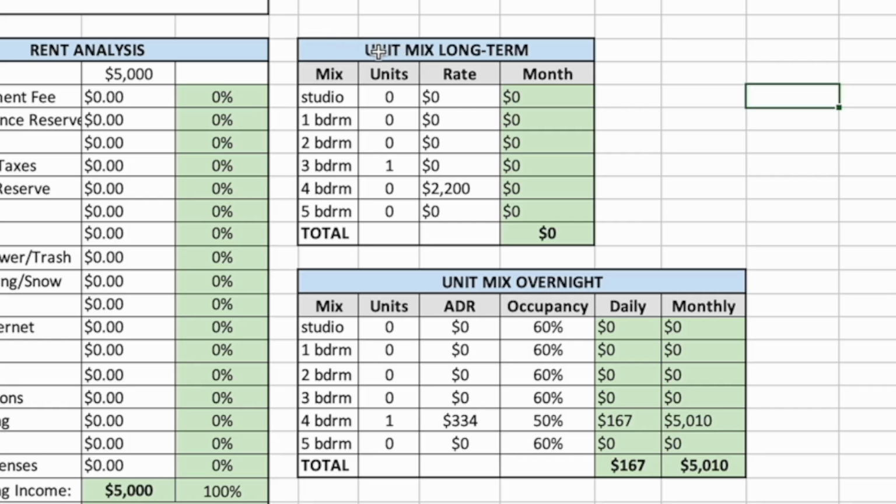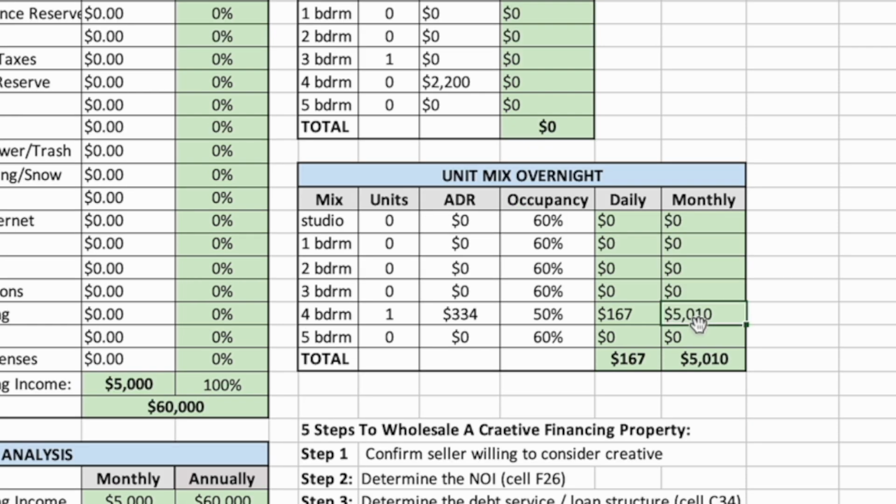And you'll notice over here you've got a unit mix for long-term or overnight or short-term. So in this case, we found out that the long-term rent would be $2,200. However, if you go to AirDNA, it's showing that the overnight rental with a 50% occupancy is about $60,000 a year or $5,000 a month, which is incredible. So that's really phenomenal. So if I put over here, it's a 4-bedroom, $334 a night at a 50% occupancy, gives us an average daily rate of $167 or $5,010 monthly. So I just rounded it to $5,000.